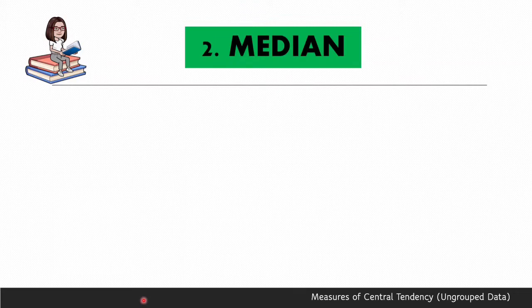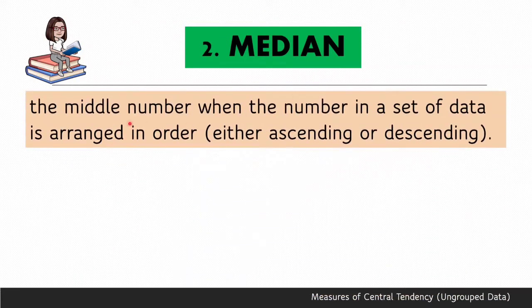Let's now have the second measure of central tendency, which is the median. This is the middle number when the numbers in a set of data are arranged in order, either in ascending or descending. So your clue word here is middle. This is the middle number.